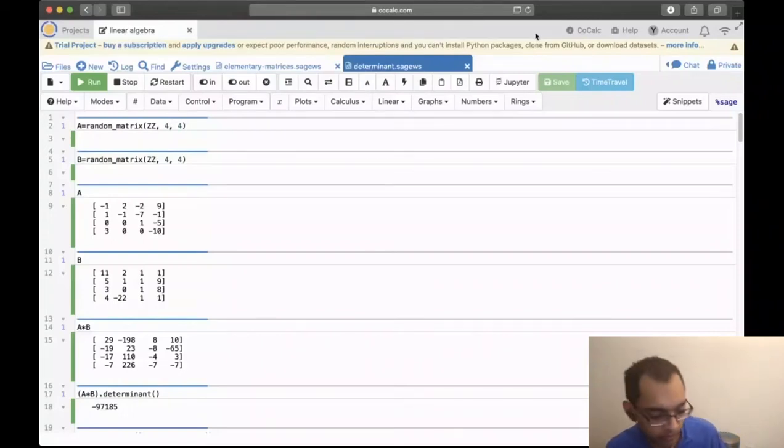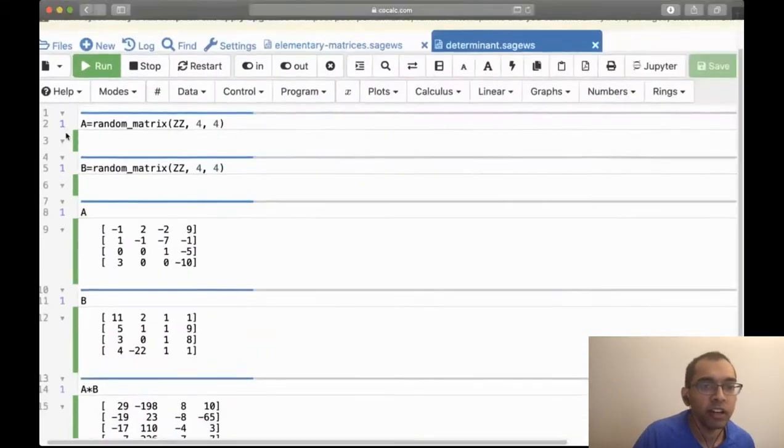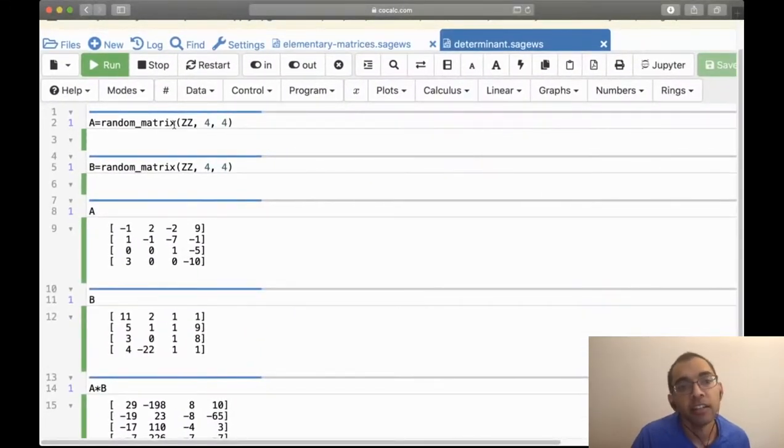Okay, so here I'm going to explain how to use Sage to compute things about the determinant. So first of all, we've got a random matrix command here that creates a 4x4 random matrix with coefficients in the ring of integers. So you do have to include the ring that your matrices have entries in. Here, ZZ is integers. If you use QQ, that's for the rational numbers. And I think RR is for the real numbers.